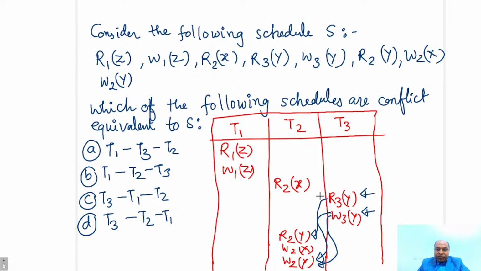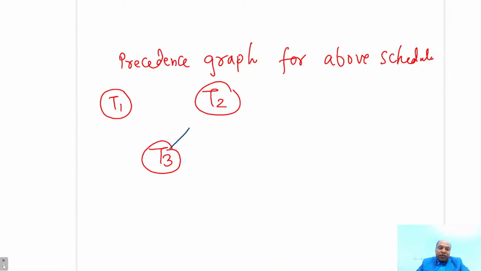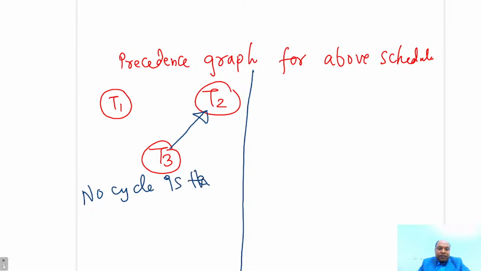That means there is a transition from T3 to T2. So there is an arc from T3 to T2. Now this will be our precedence graph. Now as no cycle is there, that means this is conflict serializable.